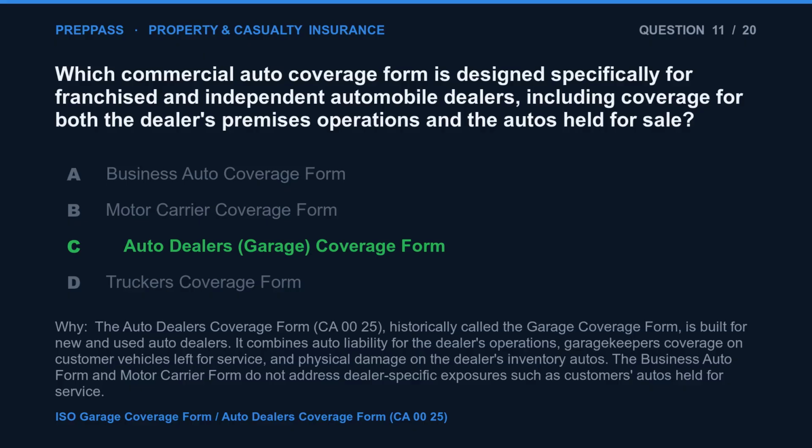The correct answer is C. The auto dealers coverage form, CA 00 25, historically called the garage coverage form, is built for new and used auto dealers. It combines auto liability for the dealer's operations, garagekeepers coverage on customer vehicles left for service, and physical damage on the dealer's inventory autos. The business auto form and motor carrier form do not address dealer-specific exposures such as customers' autos held for service.